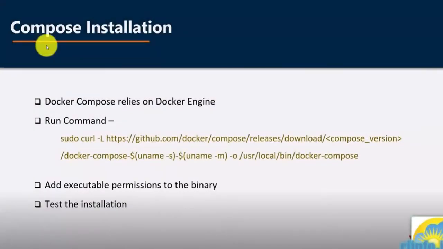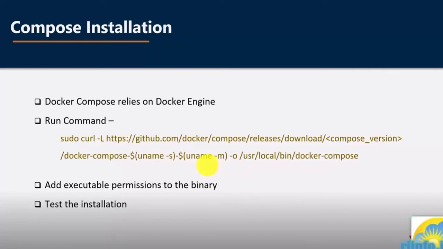In this nugget, we will learn the installation of Compose. Compose gets installed on top of the Docker engine. So we need to have Docker engine installed as a prerequisite for Compose. On our Docker host, we will use the curl command to download the stable release binaries. The command as per the Docker documentation is sudo curl -L, the location of the GitHub release, and the current stable release as per the documentation, which is 1.24.0.